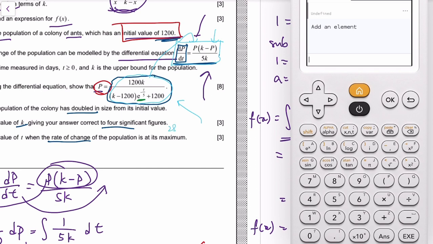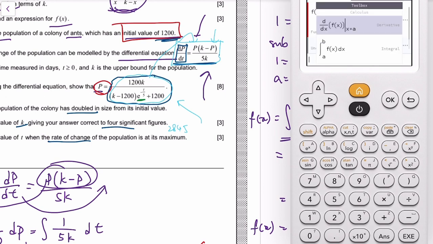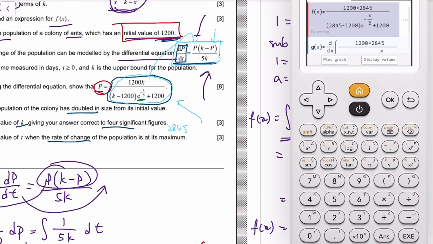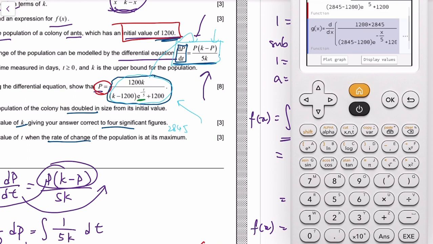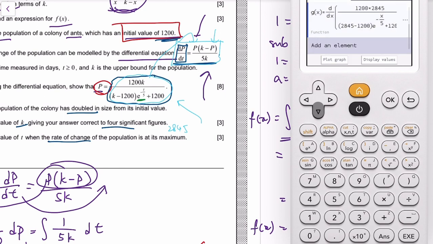Alright, k was what? 2845, right? So if I graph p, 2845 divided by 2845 minus 1200 times e to the power of negative x over 5 plus 1200. So that's p. Find in your calculator how you type derivative. Okay, it seems that for my calculator I can do it like this. I can find the derivative symbol and I actually put in the whole population, so differentiate the whole population, and then tell my calculator to plot it.